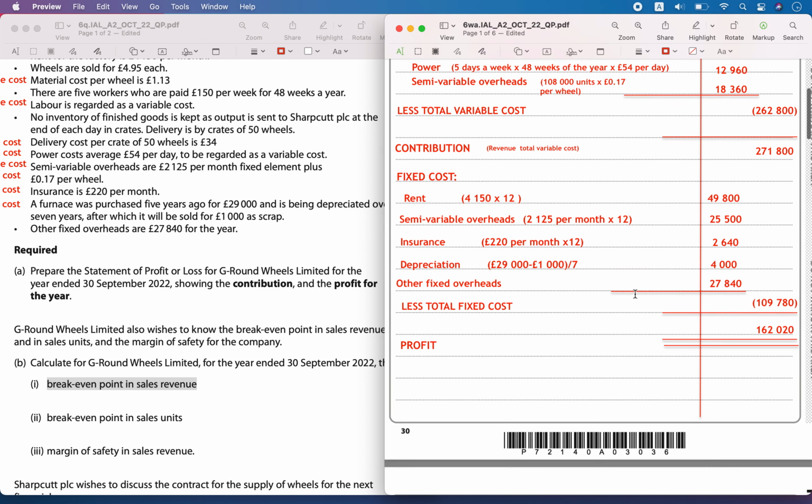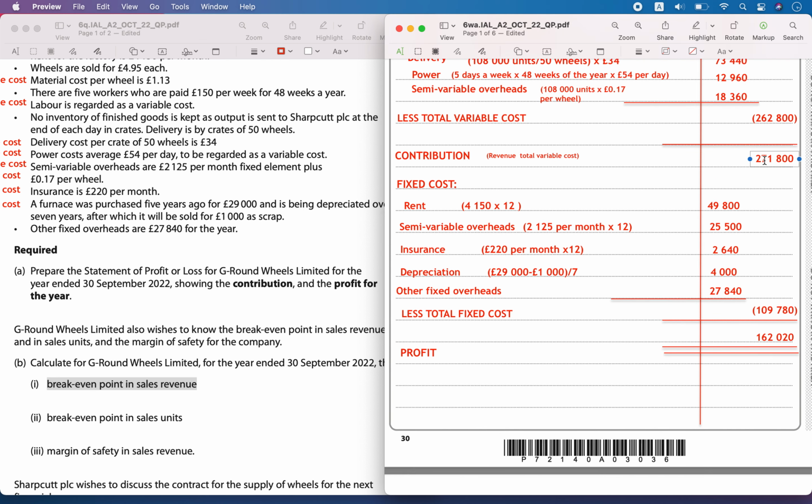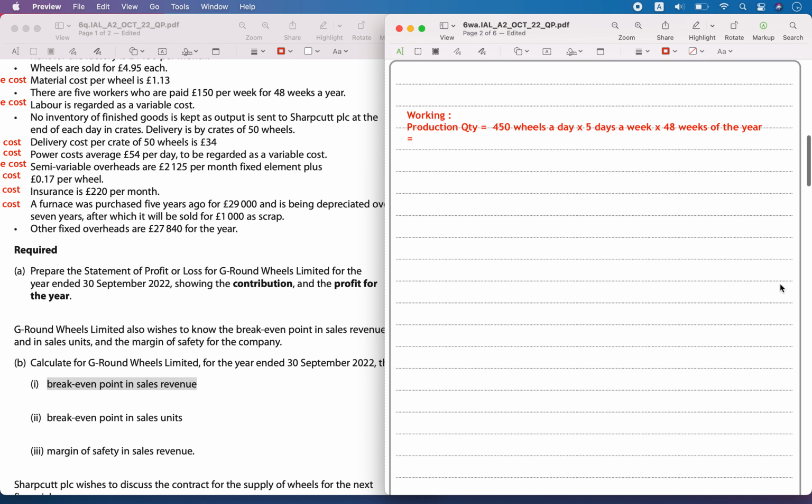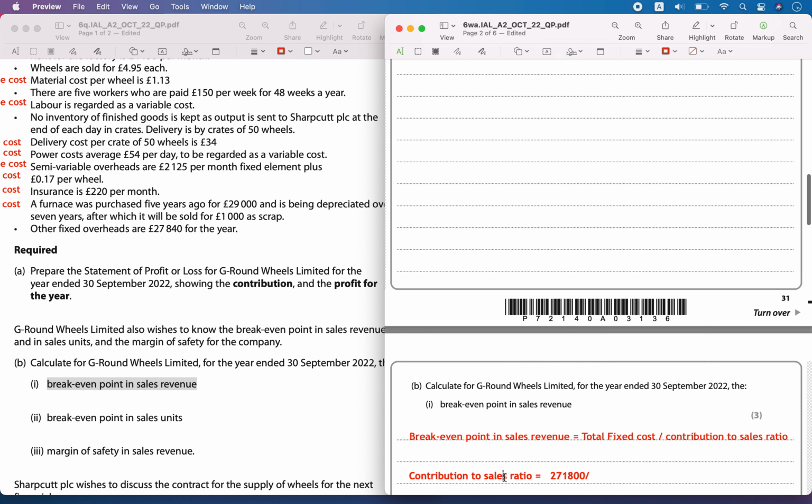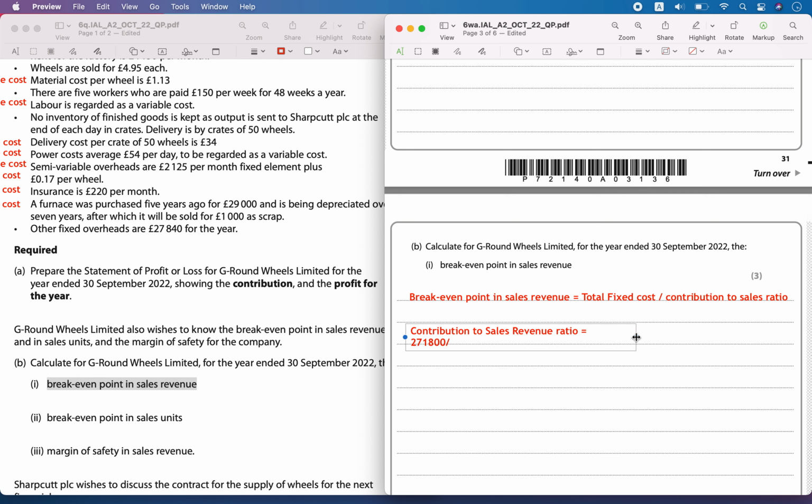So that is going to be equal to, we know the contribution here, the total contribution is 271,800. So we have to write it here: 271,800 divided by sales. We are talking about the sales revenue, and the revenue was around 534,600.